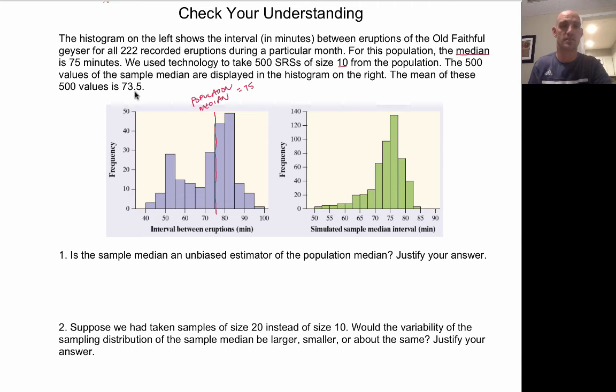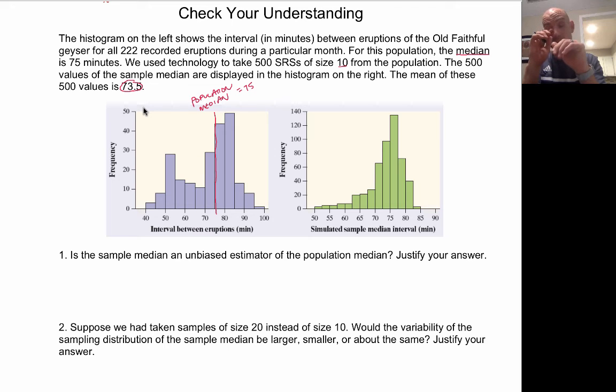The mean of these values is 73.5. So here's what we're doing, right? They took these 222 eruptions. They took sample sizes of 10. So think about that, 10 out of 222. They took 500 different samples. And they drew the sampling distribution on the side here.